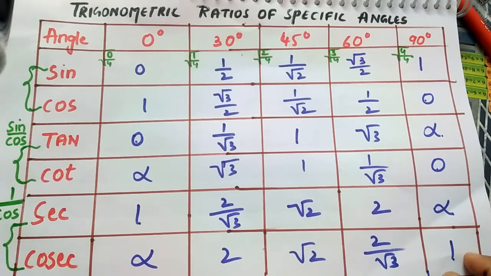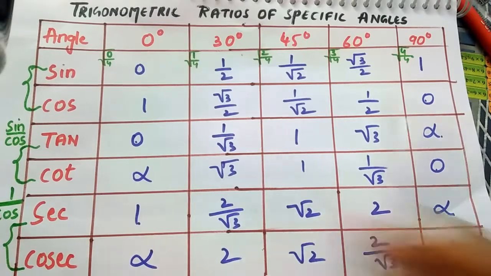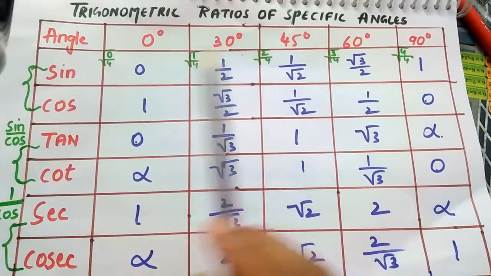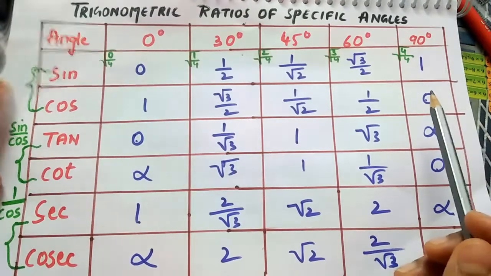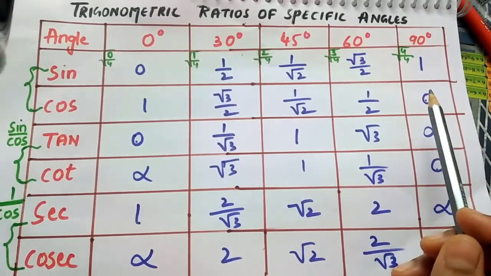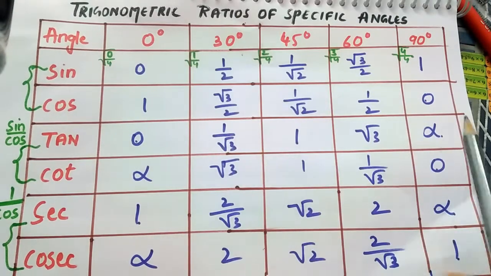So yesterday, in the previous video, we did the trigonometric ratios of specific angles. A few of the problems from Exercise 11.2 we have already done. Now we will move on to the further questions, but before that we will quickly revise.